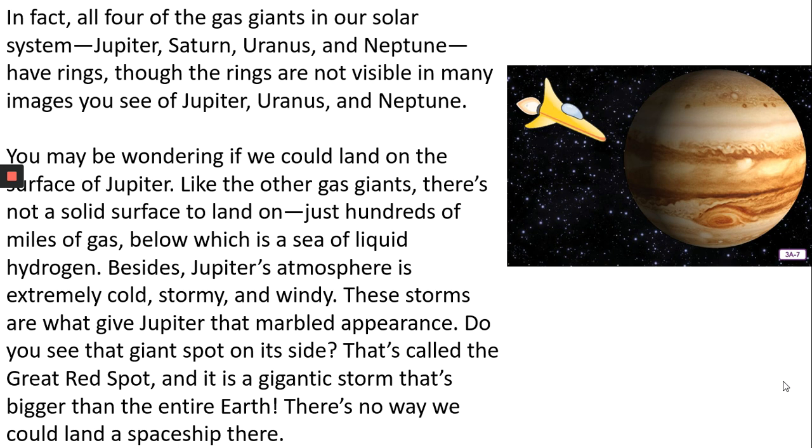You may be wondering if we can land on the surface of Jupiter. Like the other gas giants, there's not a solid surface to land on, just hundreds of miles of gas, below which is a sea of liquid hydrogen. Besides, Jupiter's atmosphere is extremely cold, stormy, and windy. These storms are what give Jupiter that marbled appearance. Do you see that giant spot on its side? That's called the Great Red Spot. It is a gigantic storm that's bigger than the entire Earth. There's no way we could land a spaceship there.